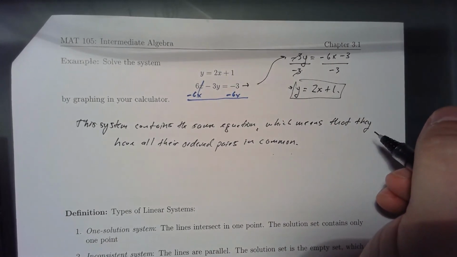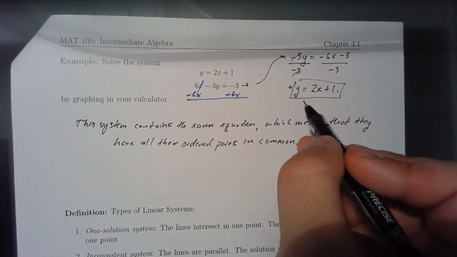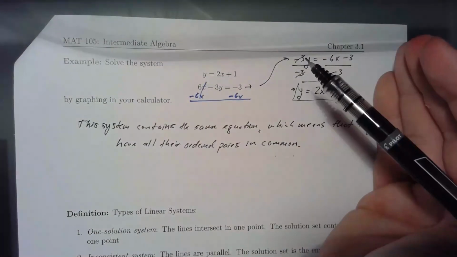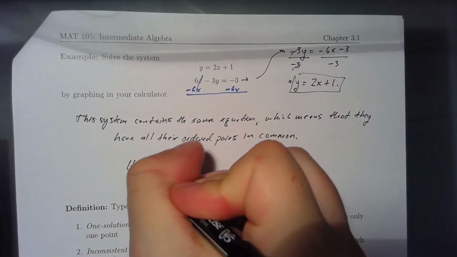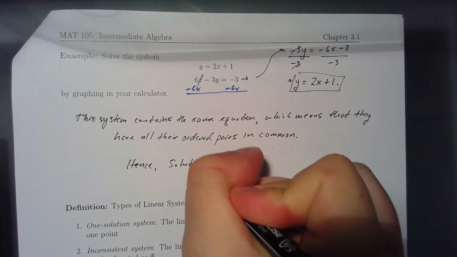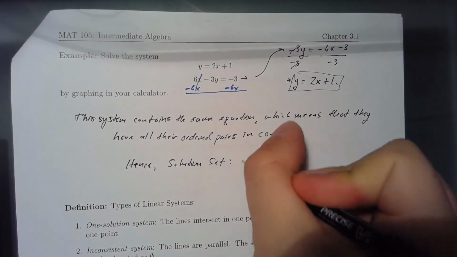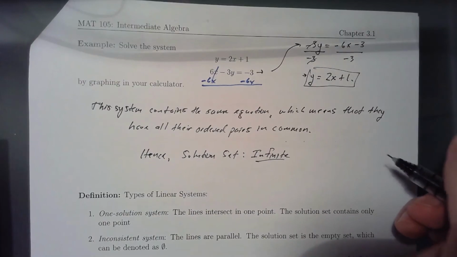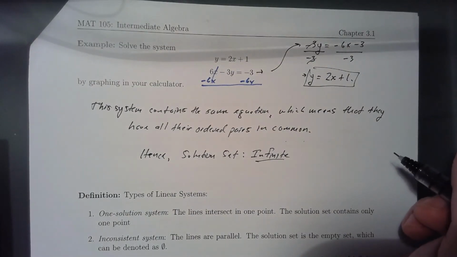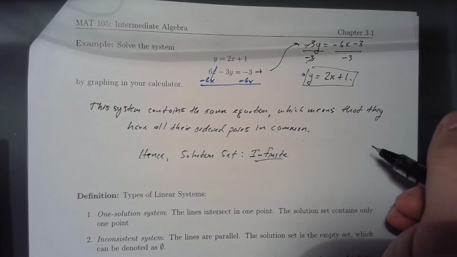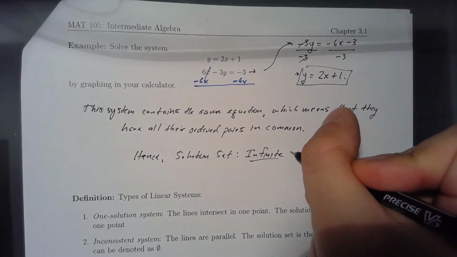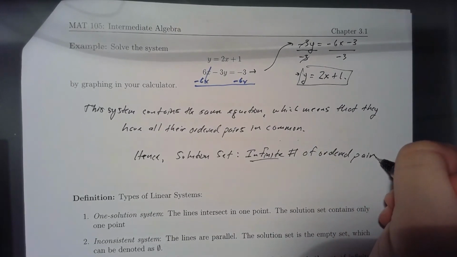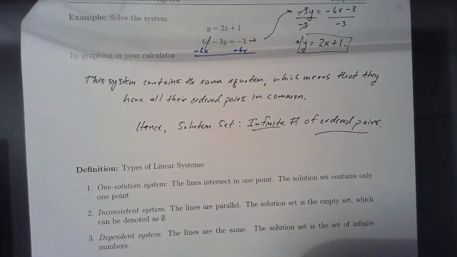So if a line has an infinite number of ordered pairs and they have all of them in common, that means the solution set is infinite. Hence, the solution set is infinite. It just means it's an infinite number of ordered pairs. Obviously, you're not going to list them all out because you'll never end.